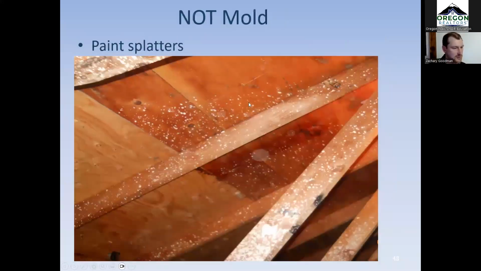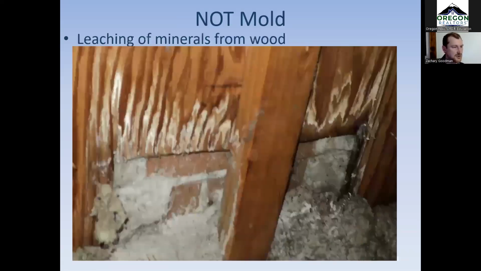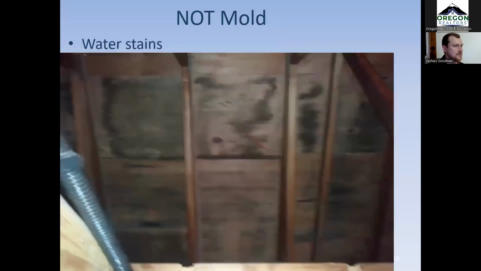It kind of looks like mold to the untrained eye, and maybe even to the trained eye, but when we look at it, we'll know pretty quickly, mostly because the 3D growth is different for paint versus mold. Leaching of minerals, we see this a lot, especially in basements and crawl spaces. It looks like mold, it has a growth pattern, but it's leaching from minerals. Water stains, this is really a tough one. It might require us going out there to look to verify.